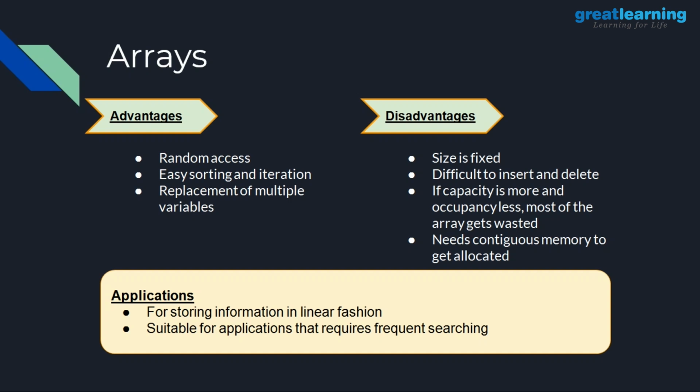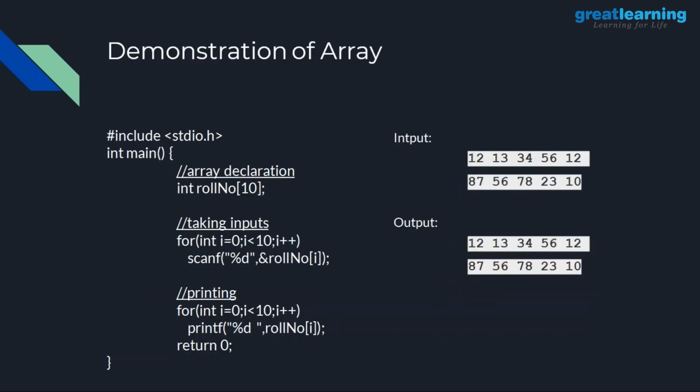So what are the applications of arrays? For storing information in a linear fashion, you can store elements linearly. The other application is that it is suitable for applications that require frequent searching. There is something called binary search and linear search, wherein we use these algorithms to search for something in an array. So let's get going with the demonstration of an array: how we declare it, how we initialize it, and how we print elements in an array. That is what is written here.